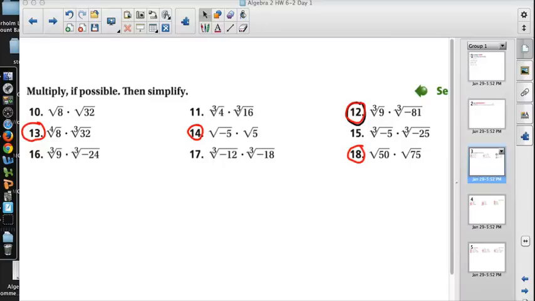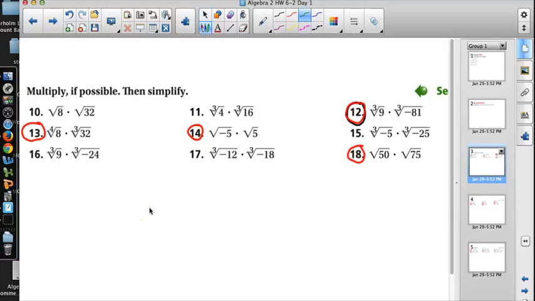These are the frequently asked questions for Algebra 2 for section 6.2A1. I'm going to start with number 12 and take a look at that one.